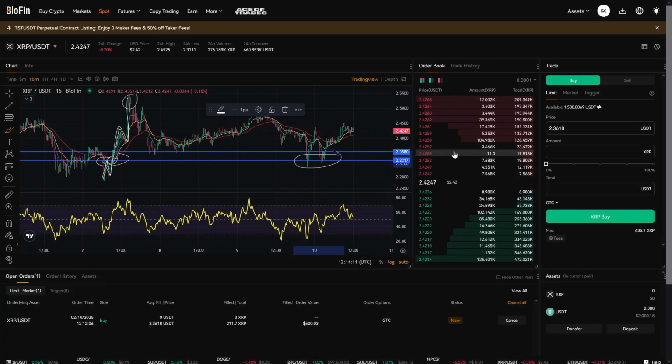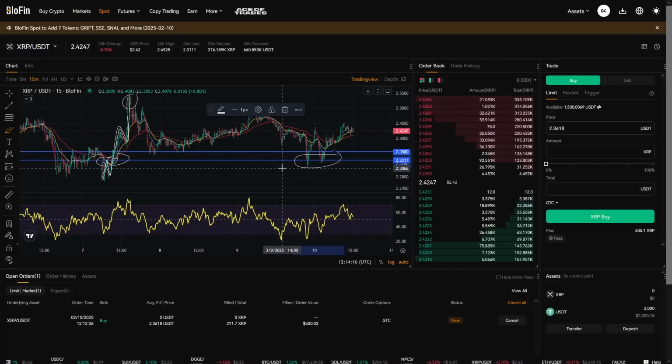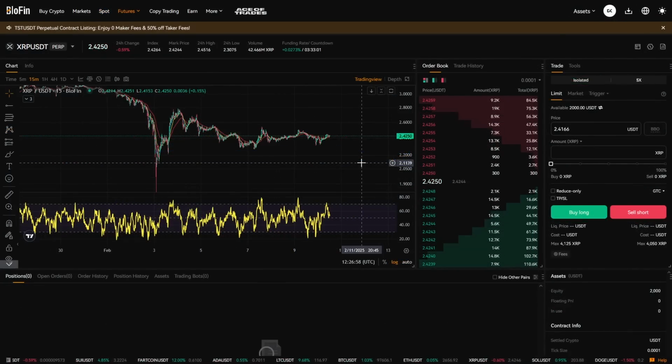This is how I do my spot bids, and you can do it as well using Blofin. Let me dive into the long and short tutorial right now using Blofin, okay? So using futures on Blofin is really simple. I'm going to teach you how to do a long and how to do a short.